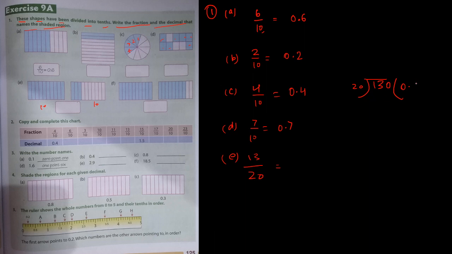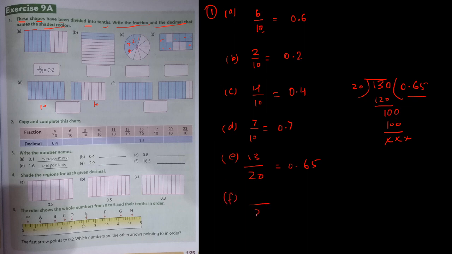Now 2 6s are 12. So 26 are 120. Okay. So you will get 10 as remainder. Now increase one more 0 and 25 are 100. So your final answer is 0.65. Okay, 0.65. In the same way, you will do question F.